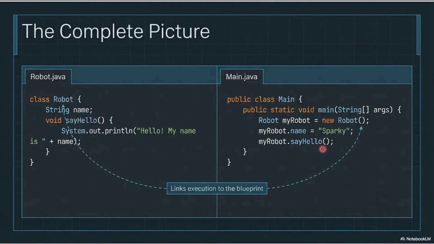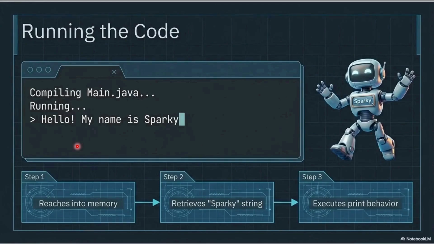Now what happens in the memory is my robot will be a memory block where the name will have the value Sparky. And when I call this, what is it going to do? It is going to print hello, my name is, and the object variable name. What value have we given? That is Sparky. So it is going to print Sparky, right? So compiling, and this is what we are going to get.